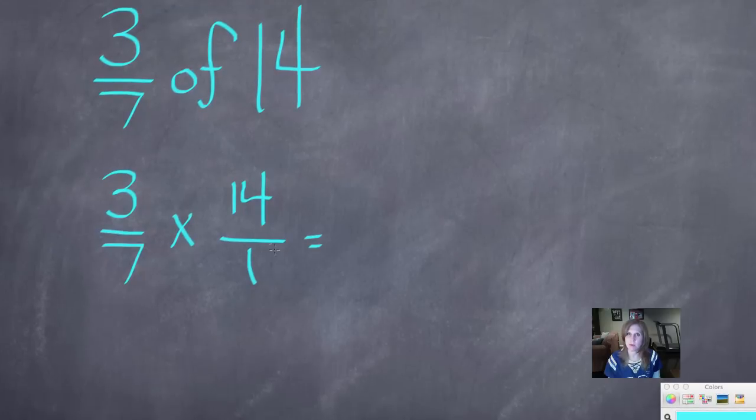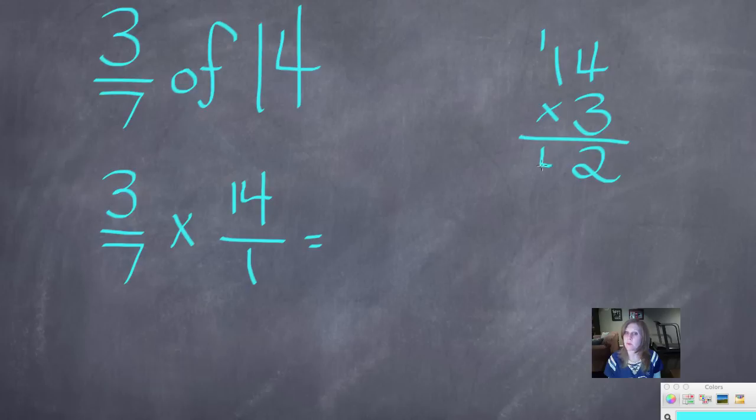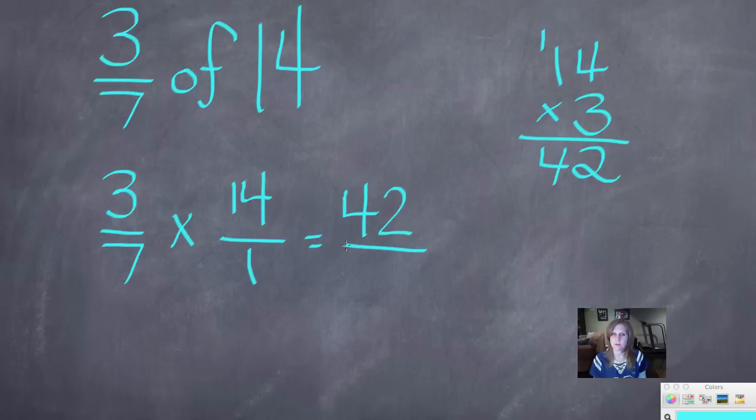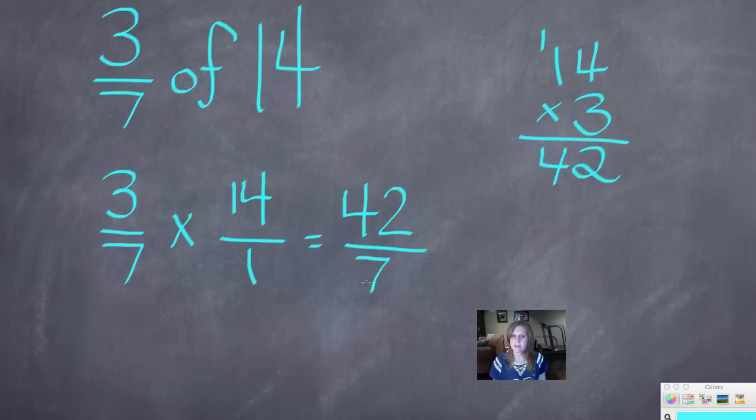And now I'm ready to multiply. I happen to not know what 3 times 14 is off the top of my head, so I'm going to come over here and check it because I could guess, but I might be wrong, and then I've wasted time. So 3 times 4 is 12. Carry my 1. 3 times 1 is 3, plus 1 is 4. So it is 42. And my denominator, 7 times 1, is 7.